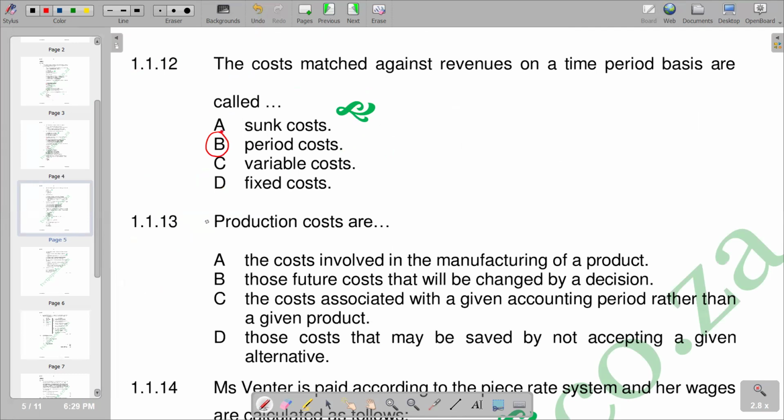Then 1.1.13, production costs are, and then we go through the responses that we have to see that are the costs involved in the manufacturing of a product. So obviously A.